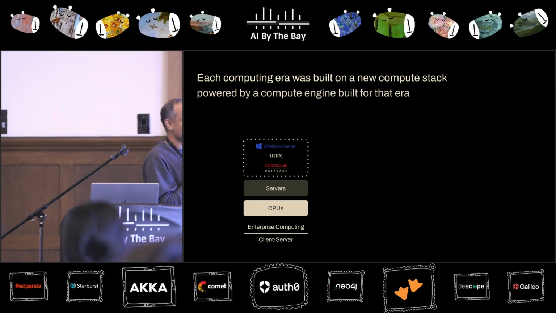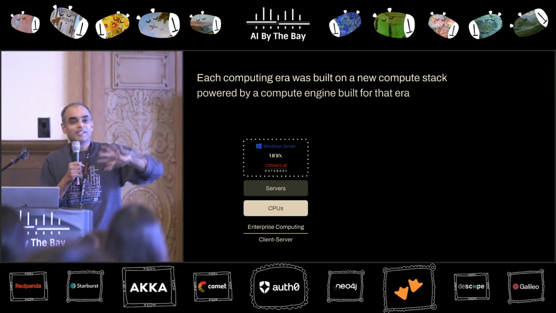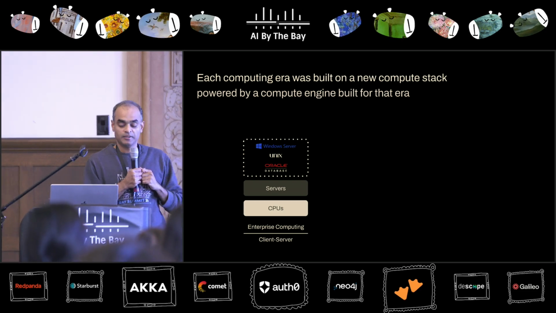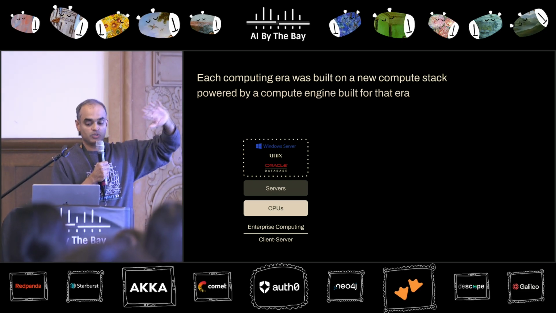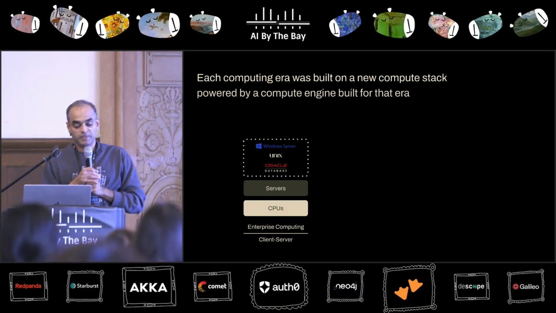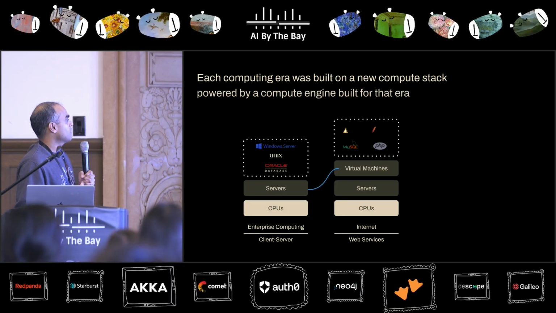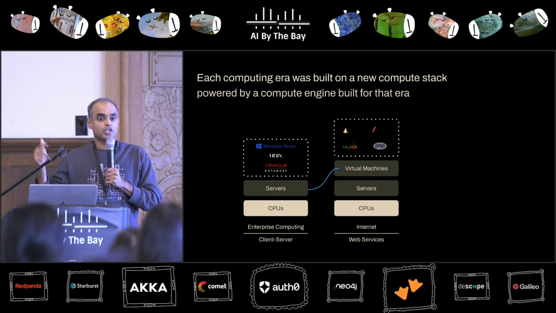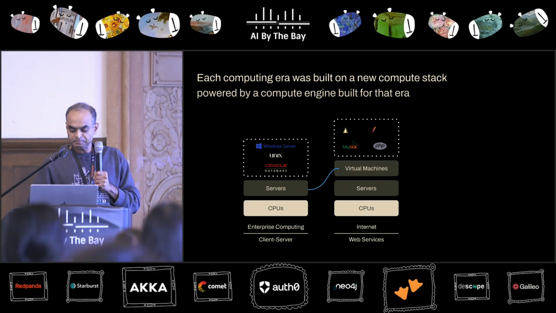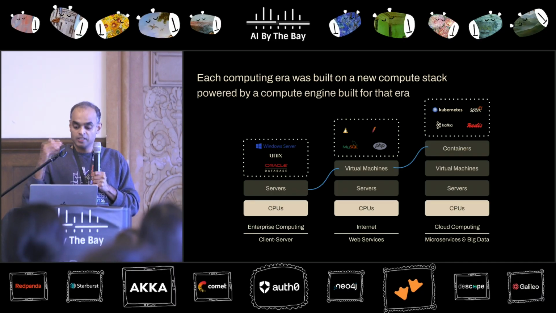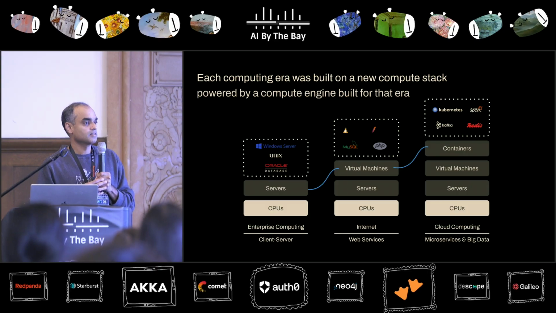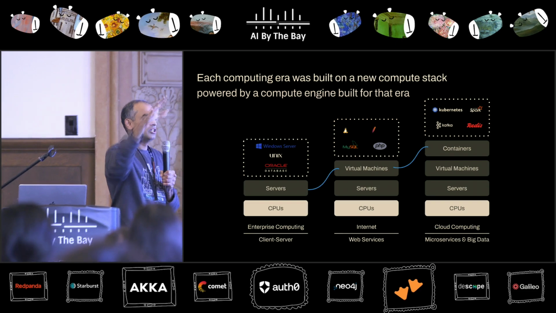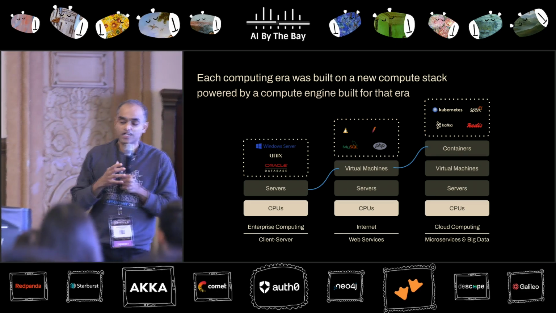So, each computing era was built on a new compute stack, right? In the last 25 years, we started with the client-server architecture. You had your CPUs, servers, Oracle, Unix era. And then, as we moved to internet and web services, virtual machines came in. And then you had the LAMP stack, Linux, Apache, MySQL, PHP. Fast forward, then you had your big data era, microservices, Kubernetes and containers, Redis, Spark, etc. So at a very high level, this is how the technology stack has evolved in the last 25 years.